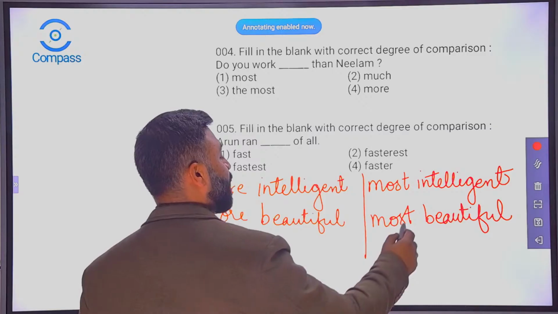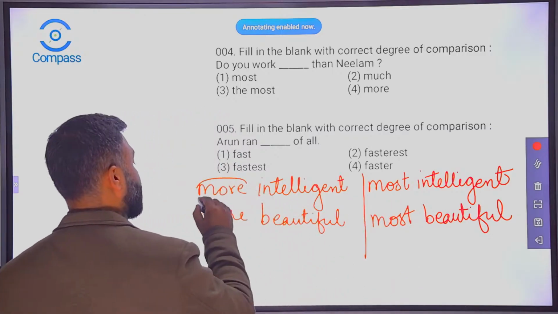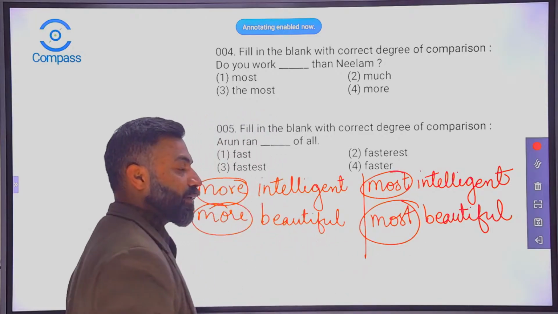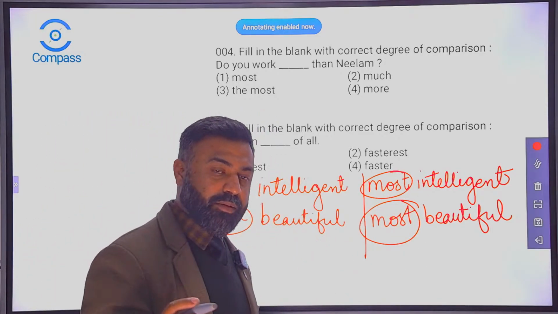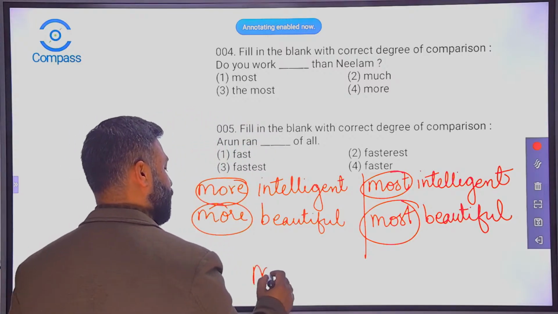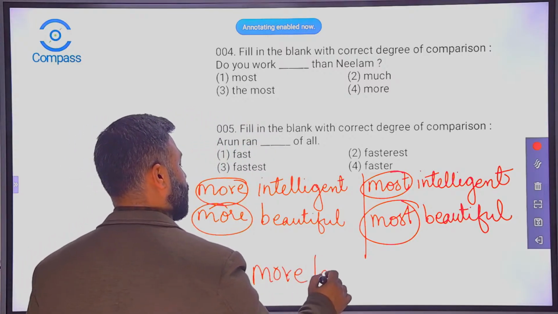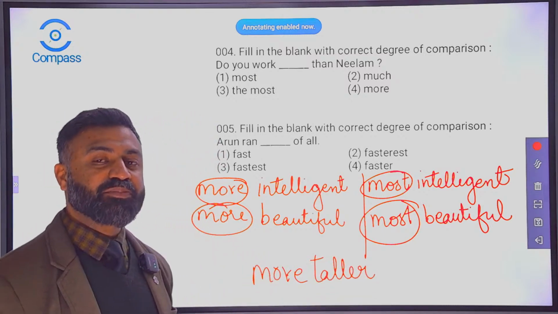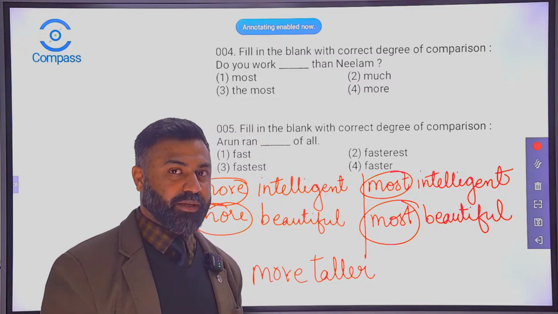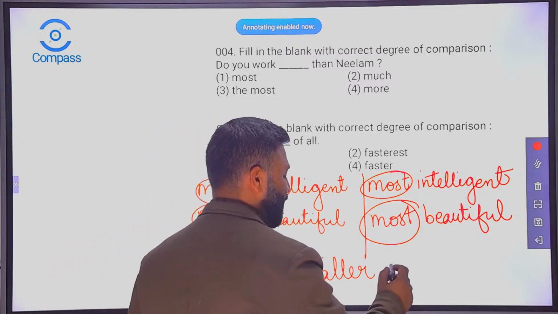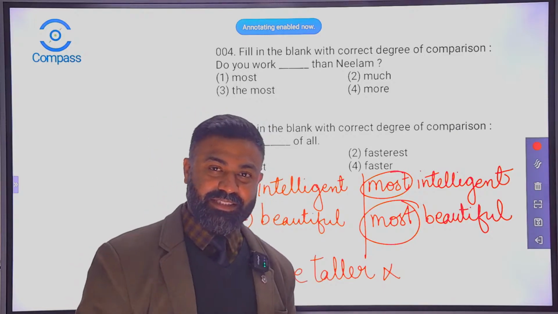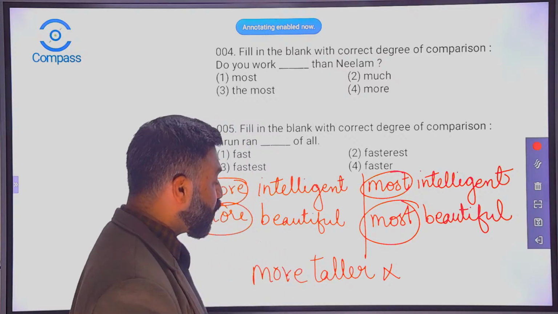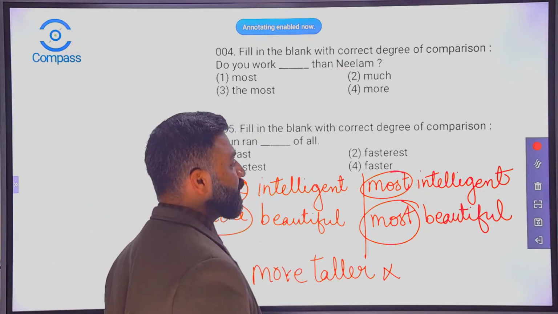Okay, what do you add? You add these words. This is what you add. Okay, but I'm going to write down something here. What do you think? Is it right? More taller. He is more taller than him. What do you think? That's wrong. Instead, he is taller than him. Right? So we cannot add more to it. That is going to be wrong. Okay, so keep that in mind.